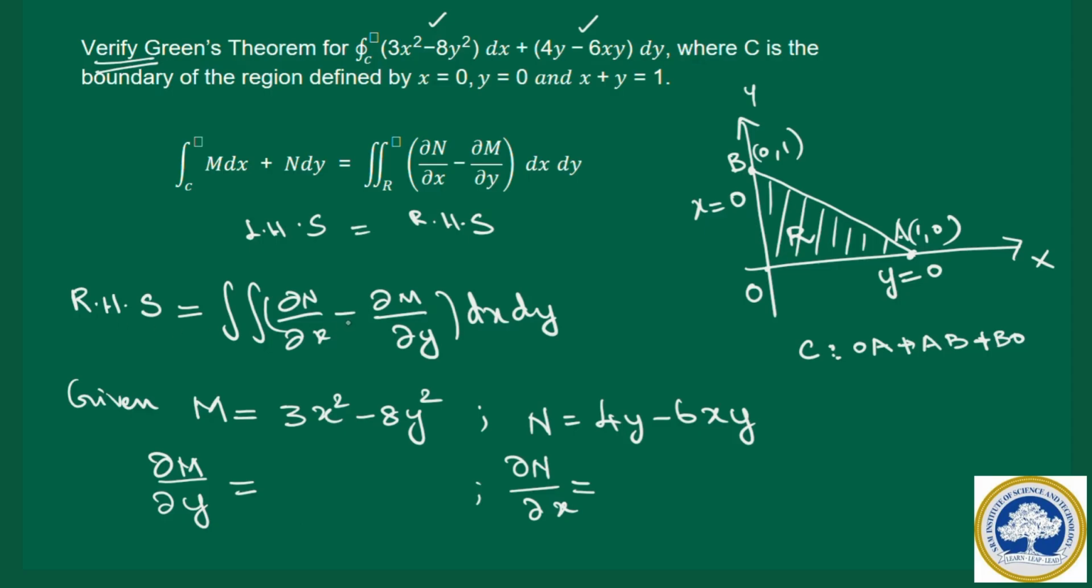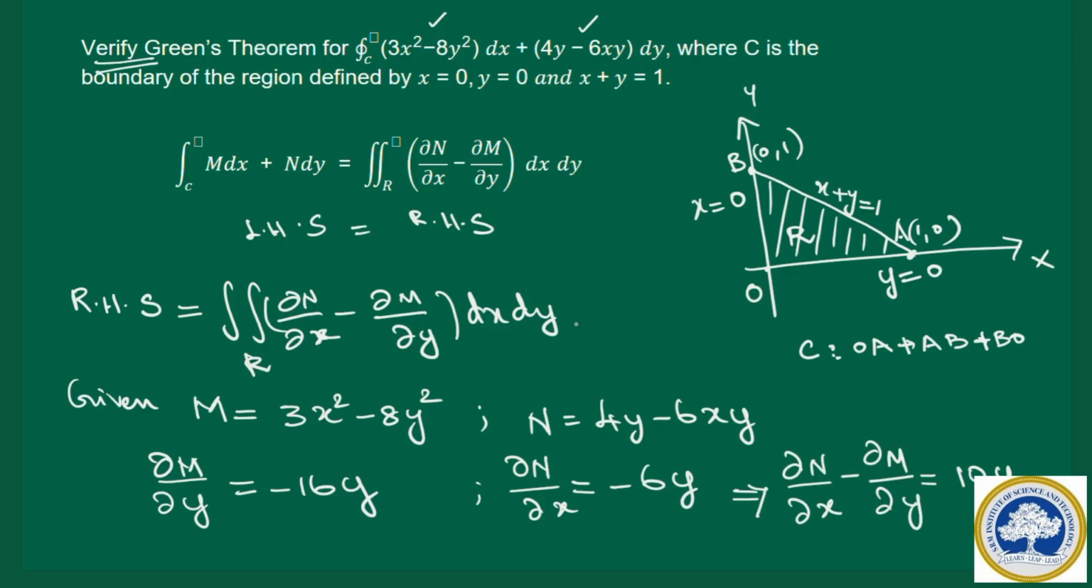Now to evaluate the RHS part we need dou M by dou y and dou N by dou x. Dou M by dou y is minus 16y. Next, dou N by dou x is minus 6y. Now we have to subtract. So the RHS part is the double integral of dou N by dou x minus dou M by dou y, which we have calculated as 10y, so 10y into dx dy.